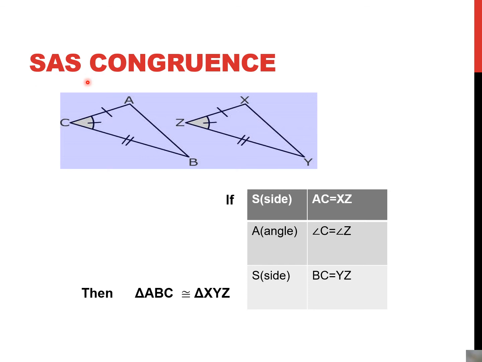SAS congruence. So here, side, angle, side. Now here if you see, you can see AC is equal to XZ, BC is equal to YZ, and angle C is equal to angle Z. Now here you can see the sides which we are taking are AC and BC. So we are taking angle C. You cannot take angle A or B here. The angle has to be included between the sides, right? If this kind of scenario is there, the triangles are congruent.